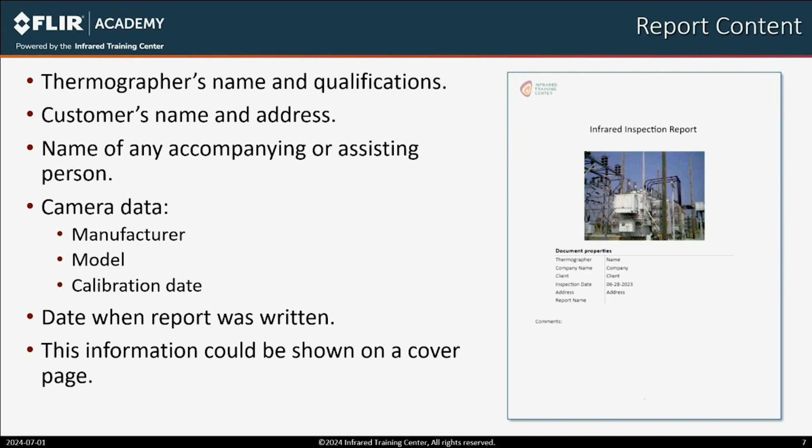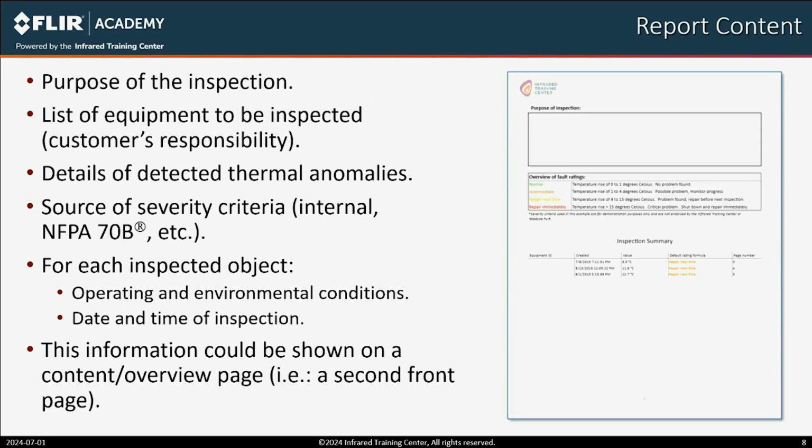If an anomaly severity is to be determined, the source of the classification should be included. Was it NETA and NFPA, or possibly customer-supplied criteria? Any additional or environmental conditions that may affect the anomaly determination should be included, such as wind speed, current load versus design load.